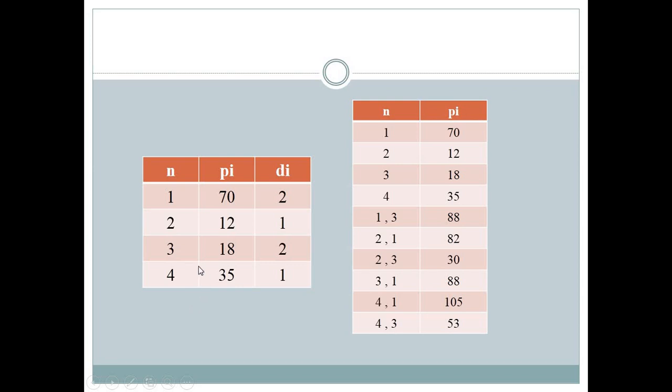Another case is also there. We can execute job number 4 first, then we get a profit of 35, and after it we can execute job number 3, so we get a profit of 18, so total profit will be 53. Okay, so these are all the possible solutions for this job scheduling. So we can see that we have the maximum profit 105 with the solution of job 4 and 1. So this is the feasible solution for our problem.